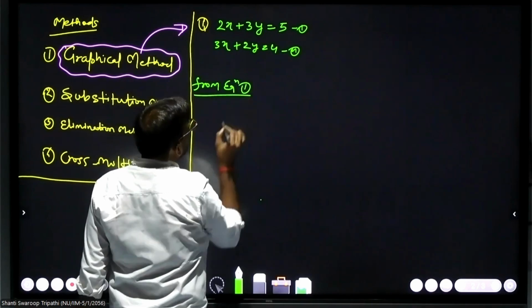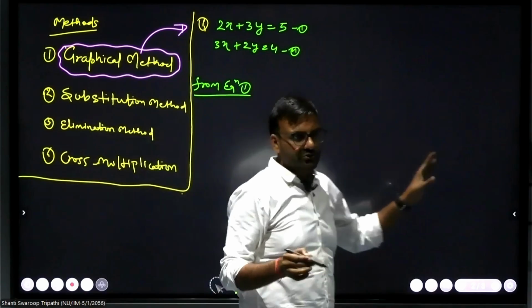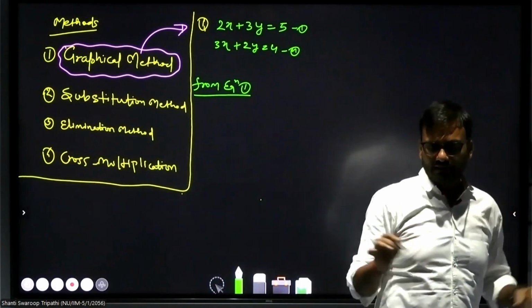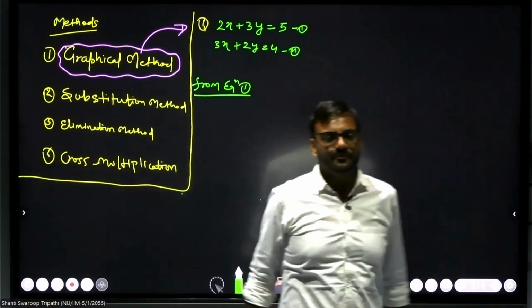From equation 1. So this is the equation. We are going one by one to plot the values for equation 1 and equation 2. Getting my point? Do you have any doubt up to here?